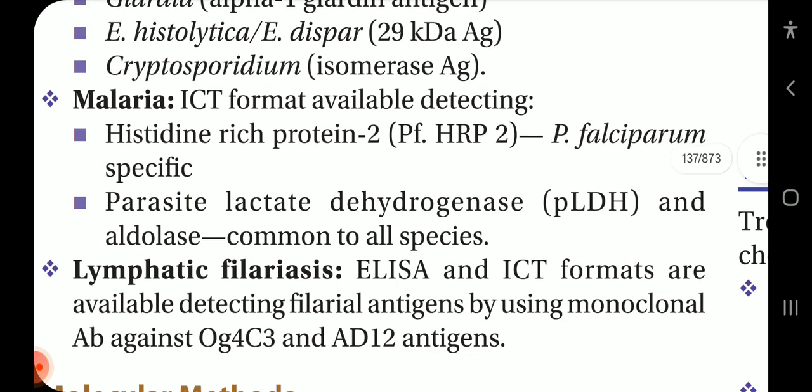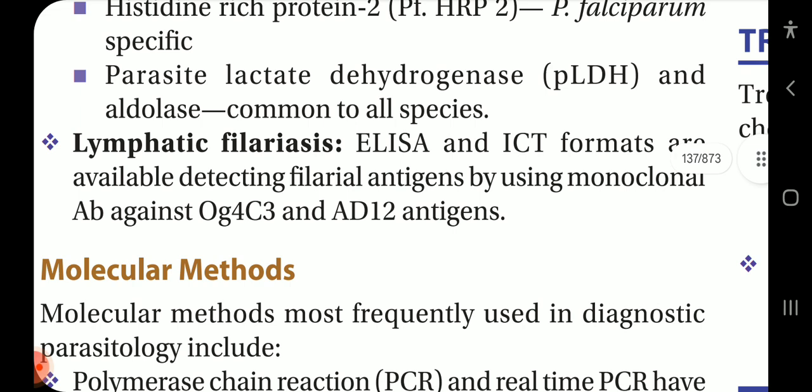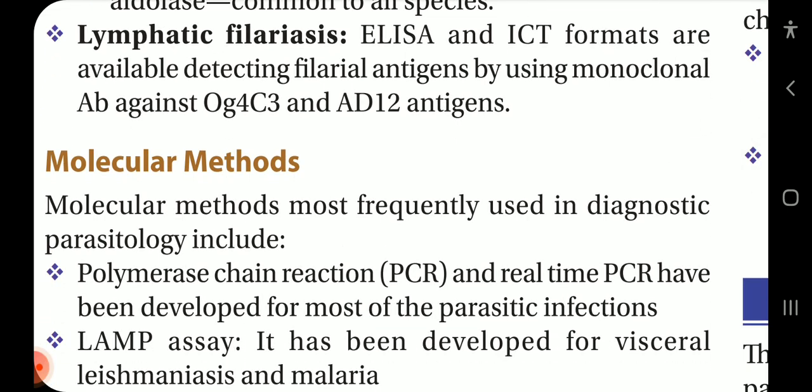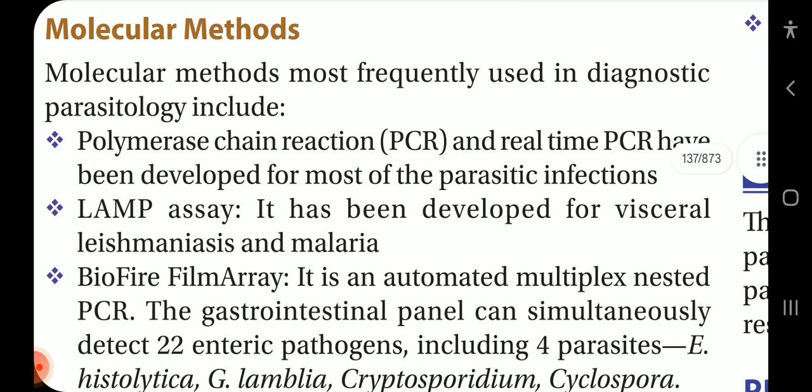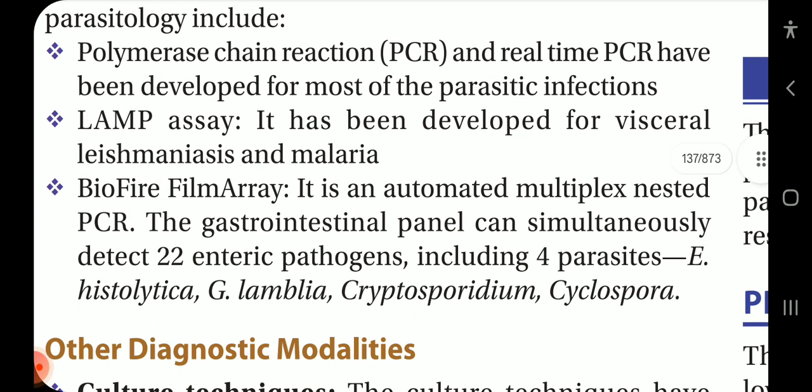Malaria: ICT format available detecting histidine rich protein 2, PfHRP2, Plasmodium falciparum specific, parasite lactate dehydrogenase, pLDH, and aldolase, common to all species. Lymphatic filariasis: ELISA and ICT formats are available detecting filarial antigens by using monoclonal antibodies against Og4C3 and AD12 antigens. Molecular methods most frequently used in diagnostic parasitology include polymerase chain reaction, PCR, and real-time PCR.